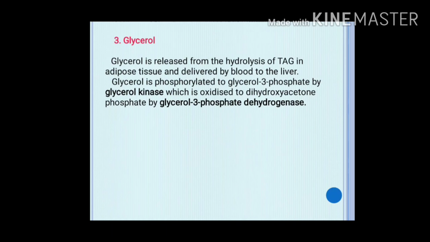And lastly, glycerol is converted into glycerol 3-phosphate in the liver, and glycerol 3-phosphate is converted to an intermediate of glycolysis, that is dihydroxyacetone phosphate, by the enzyme glycerol 3-phosphate dehydrogenase. Note one thing, that all the oxidations that are taking place require the enzyme dehydrogenase. This enzyme dehydrogenase is involved in oxidation reduction reactions, and this gives rise to NADH or FADH2.